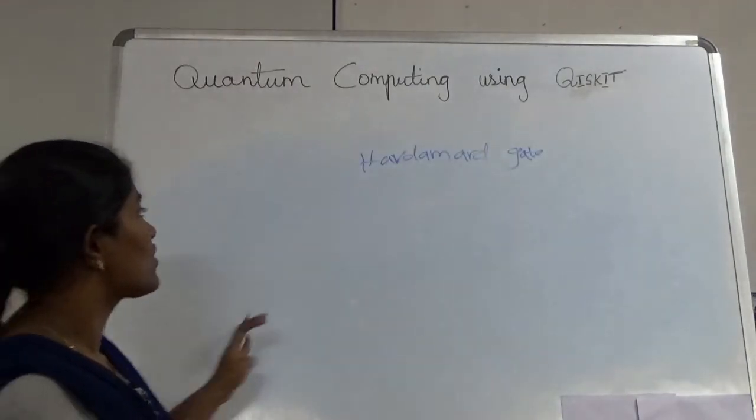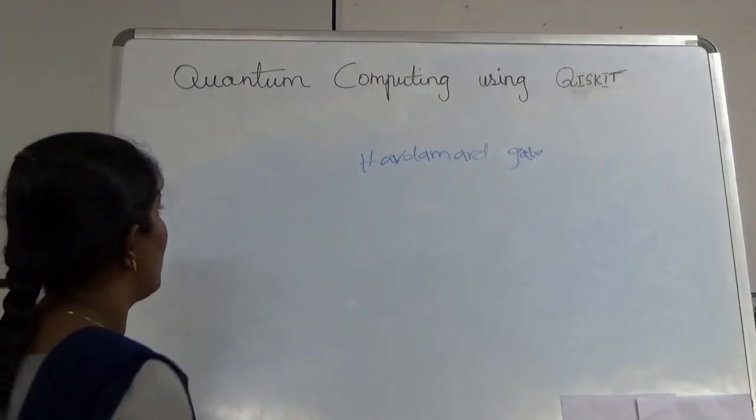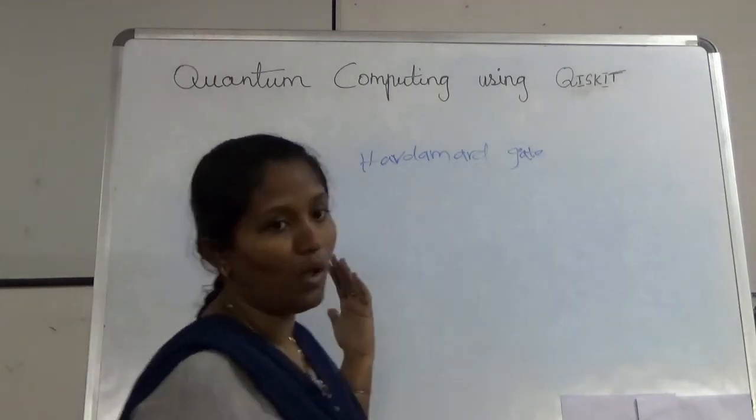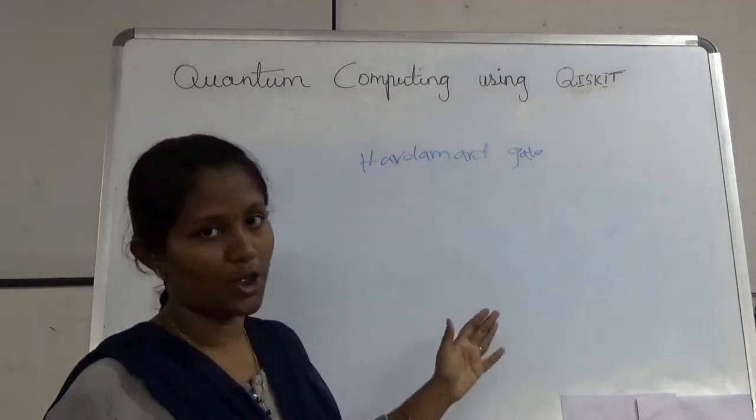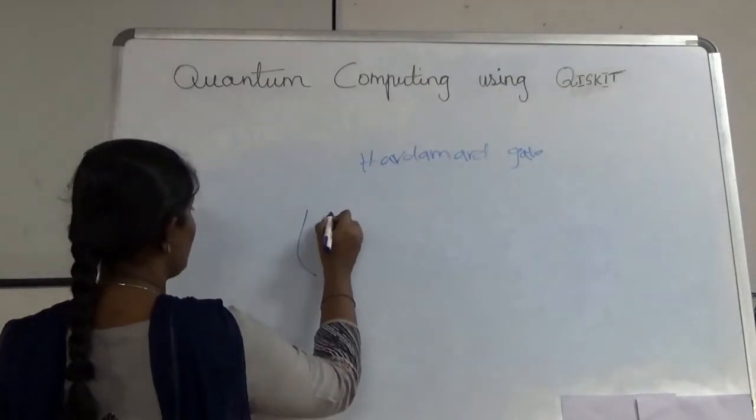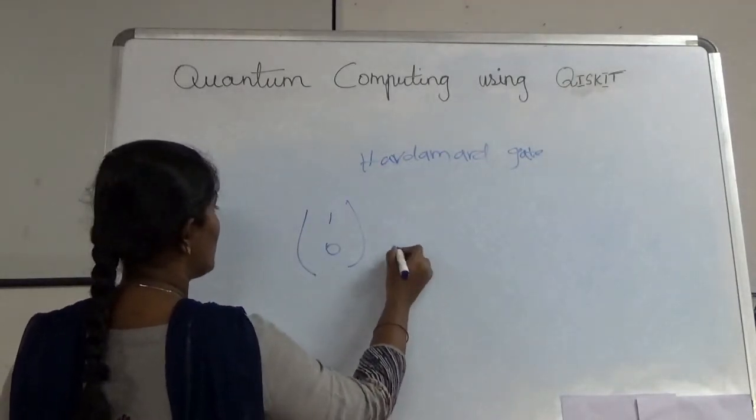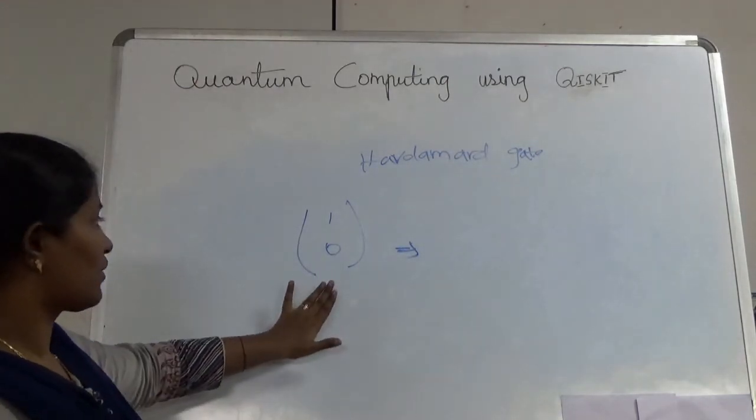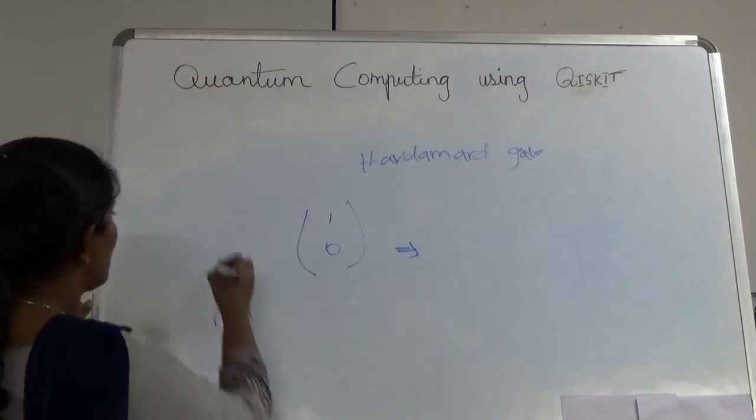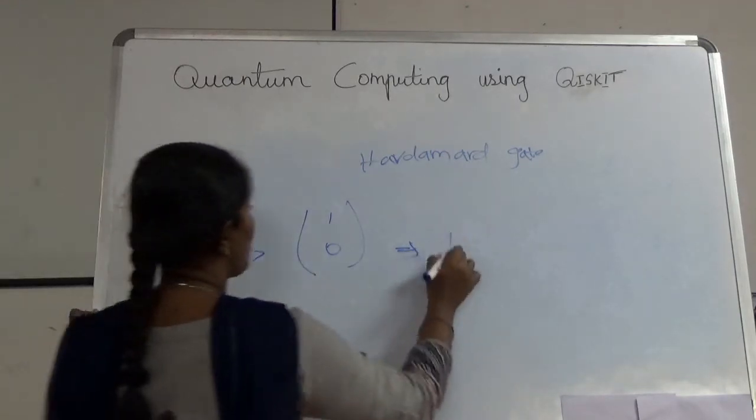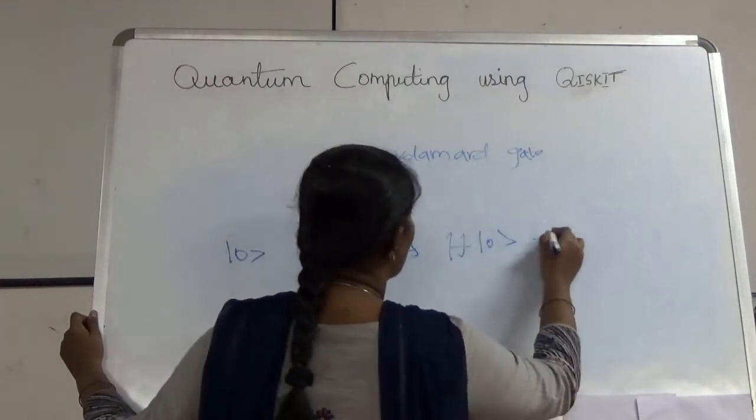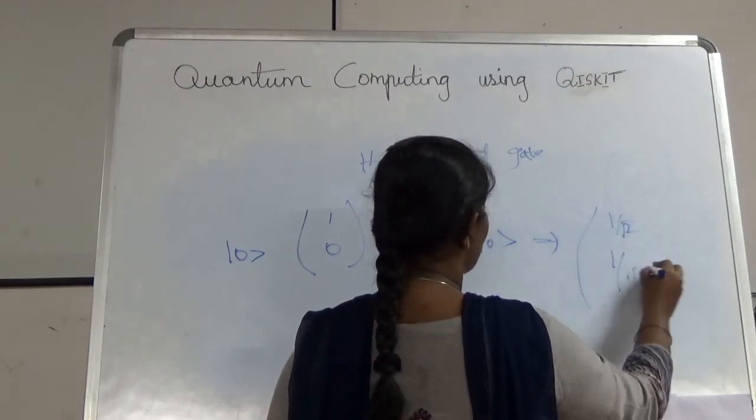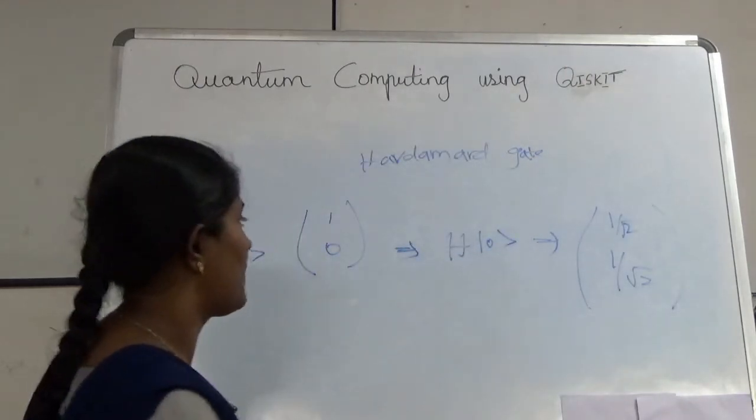The next gate is the Hadamard gate, which is also a single qubit gate. The function of the Hadamard gate is to transform the normal state of a qubit to a superposition state. For example, this represents the electron in spin down state, which is 0. If we apply the Hadamard gate to this, it will give the superposition of half the chance of 0 and half the chance of 1.